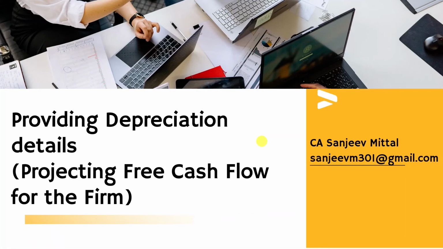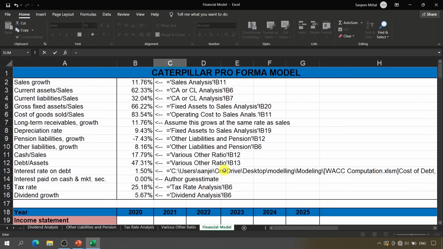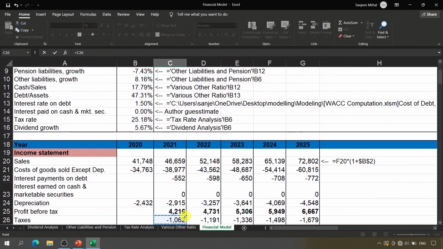Let's try to find out our depreciation details for our free cash flow for the firm. For that, we shall go to our projected free cash flow for the firm sheet, and inside that we shall try to find out our depreciation. Now you know that we have found our depreciation inside our projected income statement. As you can see here, this is our depreciation, and we really need to add this number, and this is already inside a negative sign.